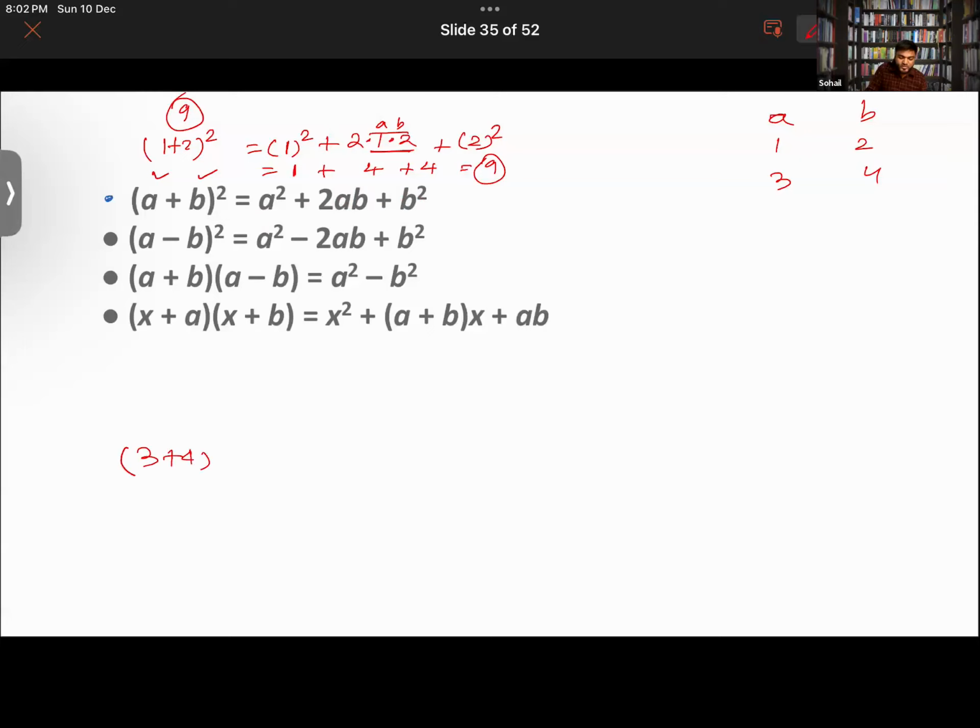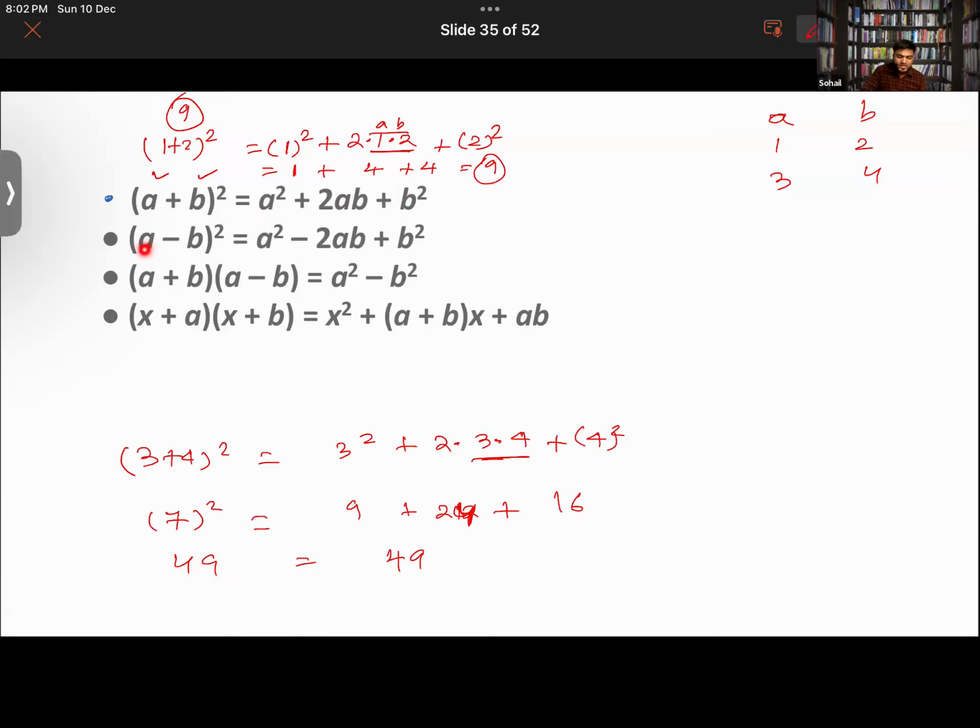3 plus 4 whole square equals 3 square plus 2 times 3 times 4 plus 4 square. That becomes 7 square, that means 49. Here, 9 plus 24 plus 16. So 24 plus 16, that is 40. 40 plus 9, 49. So the values on both sides of the equality are equal.